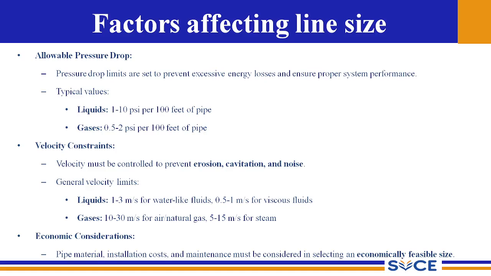In the case of gases, the general velocity limits are 10 to 30 meters per second for air and natural gas, and in the case of steam, we go for a velocity limit of 5 to 15 meters per second. Then the economic considerations involve the pipe material, installation cost and maintenance in selecting an economically feasible size of the process plant pipeline.